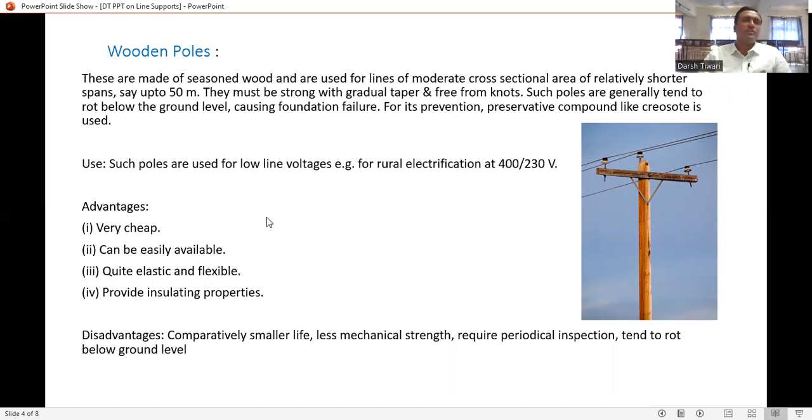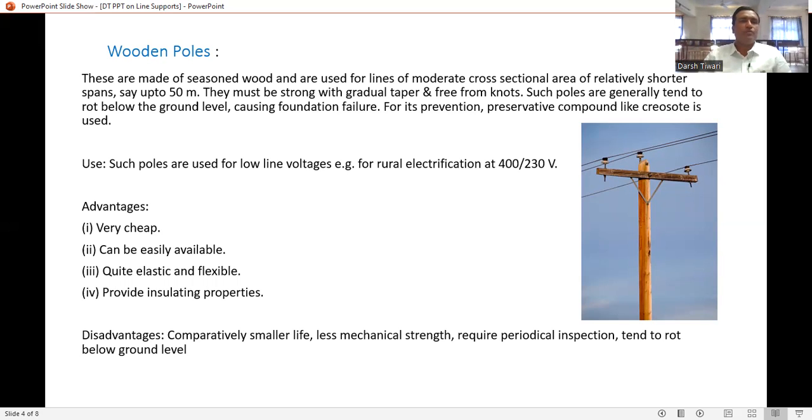For its prevention, a preservative compound like creosote is used. Such poles are used for low line voltages, for example, as I said earlier, rural electrification at the voltage of 230 volt or 400 volt. Also, it can be used up to 11 kV too, but due to some limitations, generally it is used for a lower voltage level of 230 volt or 400 volts.